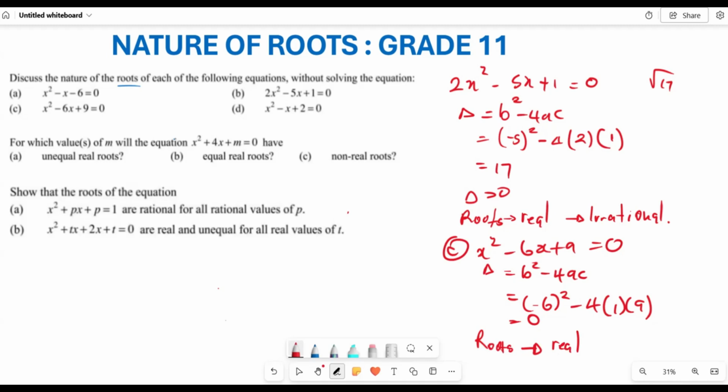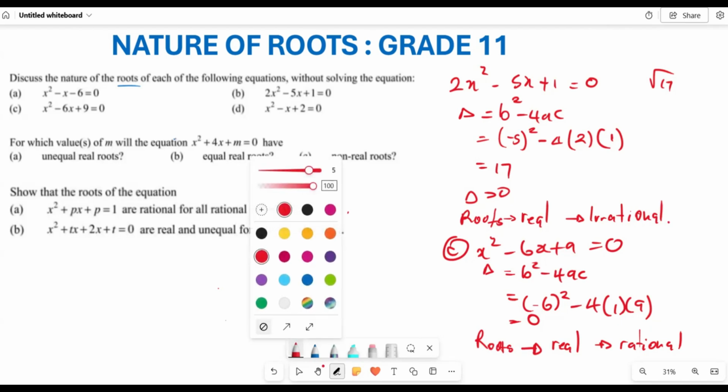And now, what else are you going to find? Remember that if you are saying root of 0, you are also finding a number, a constant number, a positive integer. Which means this is also going to be rational. So whatever you are going to find here, it's rational. So this is going to be real.